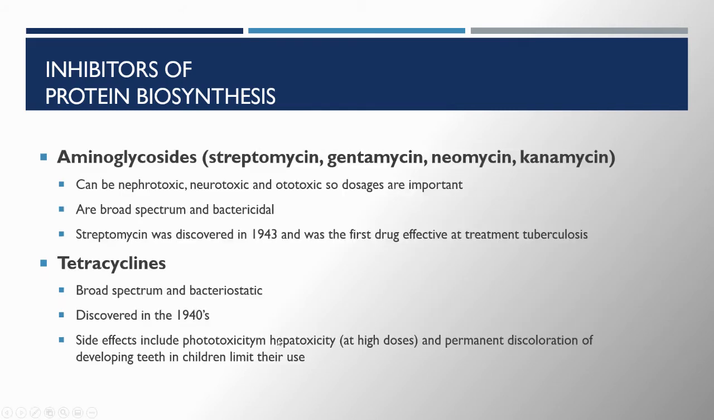I think we talked about these already on here. So aminoglycosides, these can be nephrotoxic, neurotoxic, ototoxic. They can cause deafness. They can cause hearing impairment. They're broad spectrum and bactericidal. Streptomycin was the first drug that was effectively used as a treatment for tuberculosis. First broadly used antibiotic that was widely distributed.